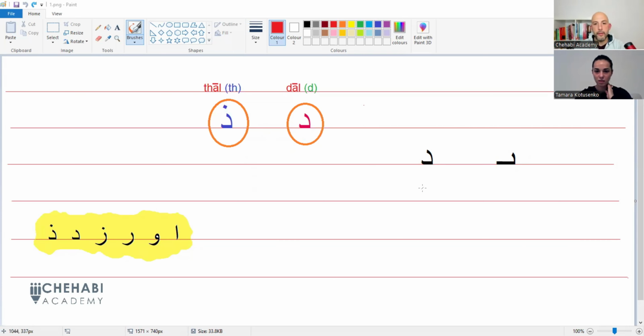So how do we write dal and thal? Dal, which sounds D, and thal, which sounds TH. What do these two have in common? They are just like the others, alif, waw, ra, and zay. They don't join. It means in a word, we have to keep a gap after them, always.